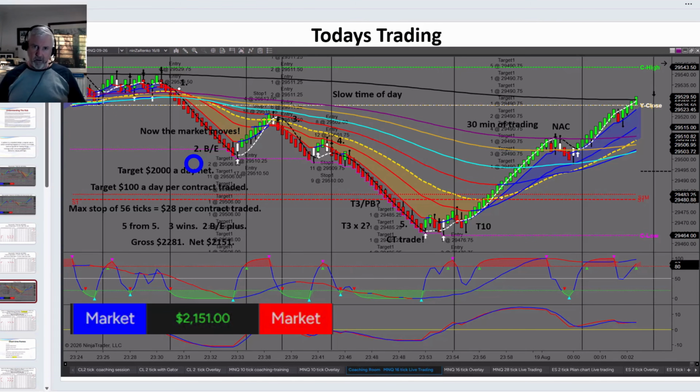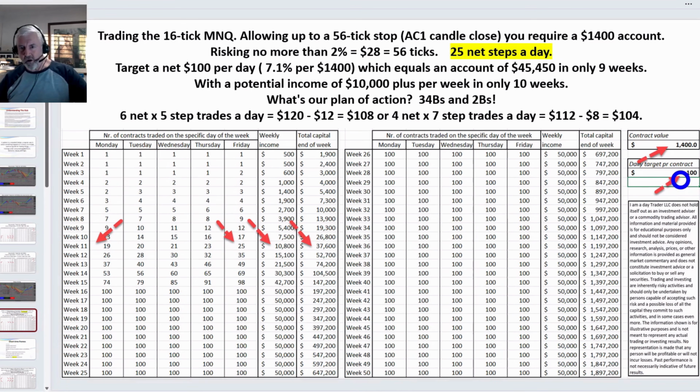NQ, massive volume, as more and more traders are discovering the benefits of trading the NASDAQ because of those wide stops we can have, so we can capitalize on those big swings. Now if you trade the 16 tick like I've got just here, and if you go for just 100 a day, which is my target on the micro NQ 16 tick, look where you are in 11 weeks. There's your 10 grand a week trading 25 contracts starting with 1400.